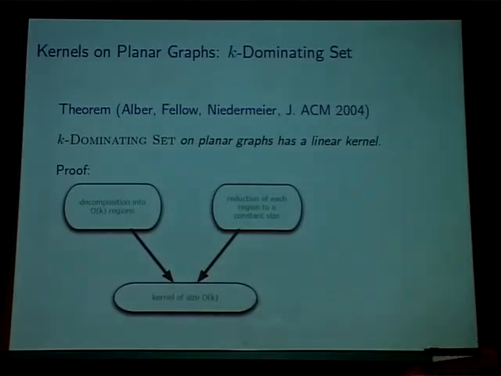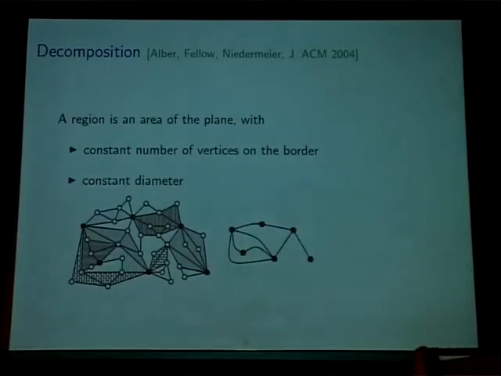So you have big O of K regions of a planar graph, and every region contains a constant number of vertices, which means that the size of the reduced graph is also a linear function of K, big O of K. That's the main idea. So basically, what is a region in this understanding of Alber, Fellows, and Niedermeier?